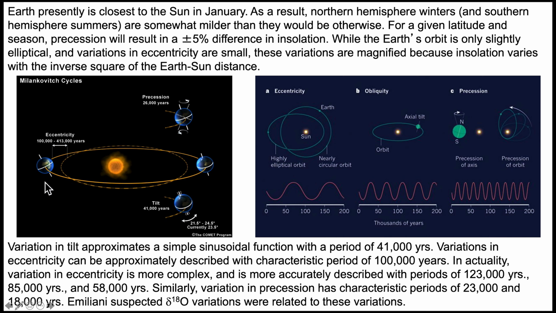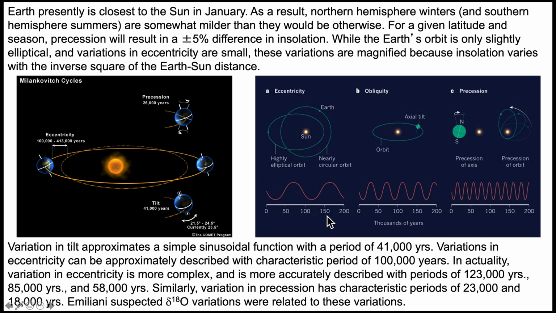In 2020, the Earth is closest to the sun in January. As a result, Northern Hemisphere winters and Southern Hemisphere summers are somewhat milder than they would be otherwise. Imagine that. For a given latitude and season, precession will result in about a 5% difference in insolation. While the Earth's orbit is only slightly elliptical and variations in eccentricity are small, these variations are magnified because insolation varies with the inverse square of the Earth-Sun distance. Variation in tilt approximates a simple sinusoidal function with a period of 41,000 years.